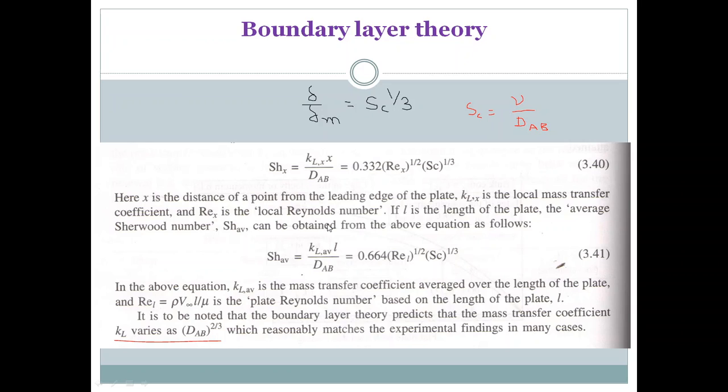And among these four theories, the boundary layer theory is the most accurate.